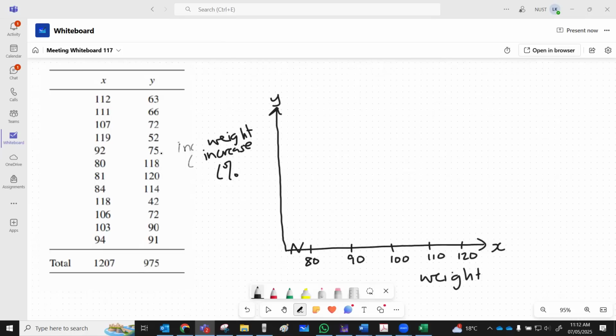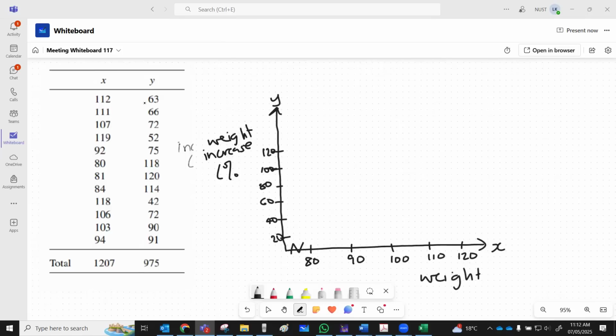And here our increase, the smallest one is 40, and then it goes up until 120. So we can count maybe in 20. So we have 20, 40, 60, 80, 100, 120.